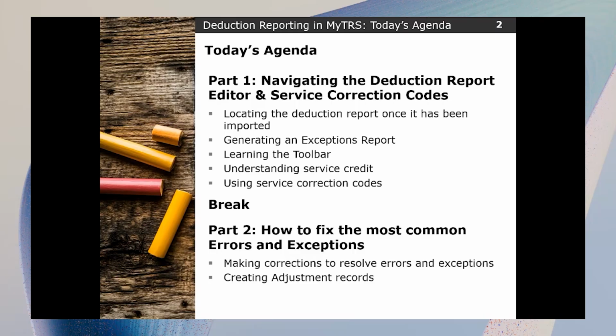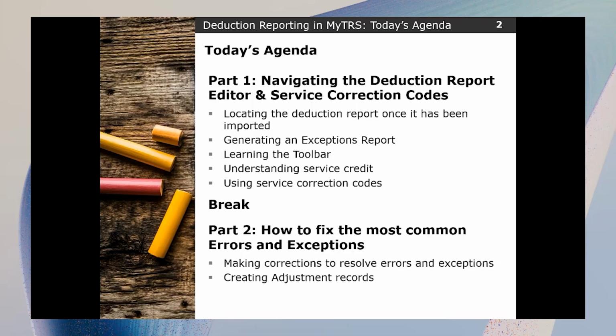We'll just get started. Today's program will be broken into two different sections. The first section will be navigating the website, how to actually use the website, the functions of each button, where you go to see information. Then we'll come back into a PowerPoint presentation and we'll go through service credit, how service credit is applied, and then the proper use of each service correction code.